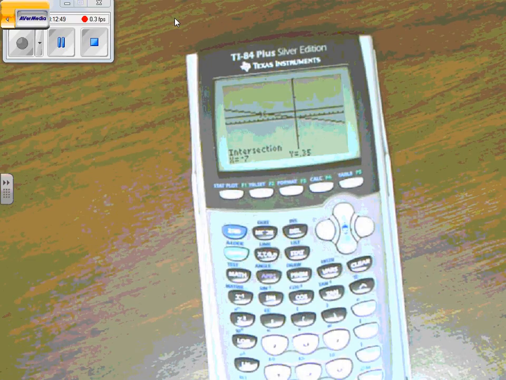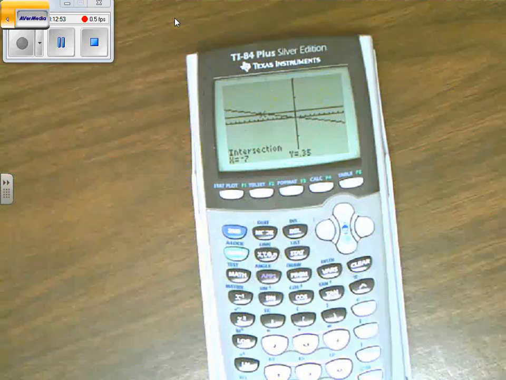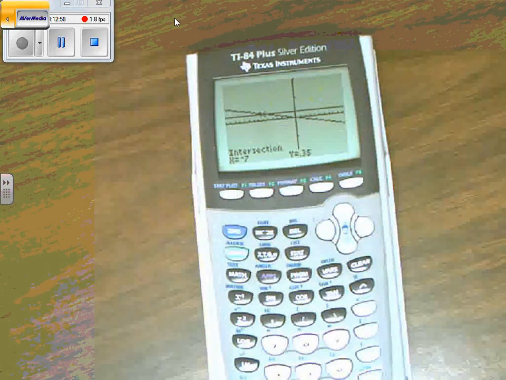Did everyone successfully do that? Try the other one. Try the other equation. I want to see if you can do the other one.